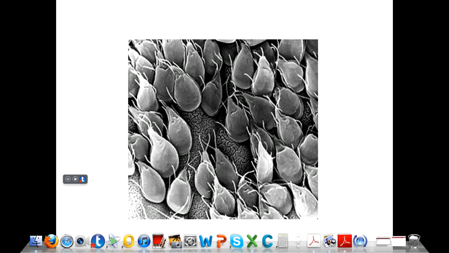Here is a scanning electron micrograph that shows a small region. You can see some of the underlying small intestine, the mucosal cells, and you can see literally in this image alone dozens of the trophozoites.